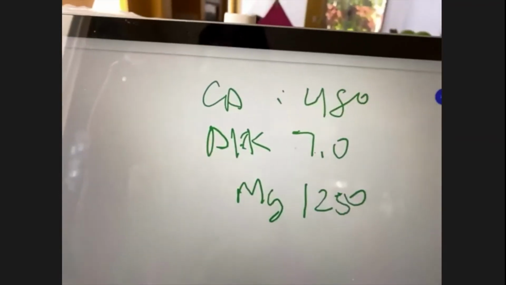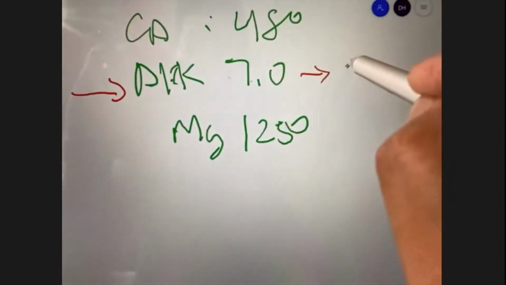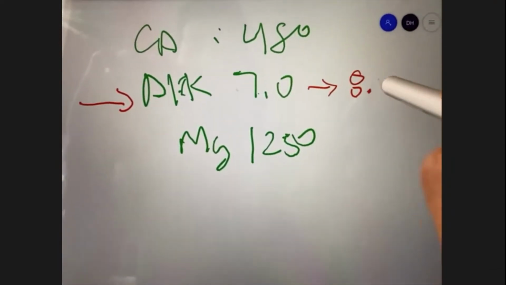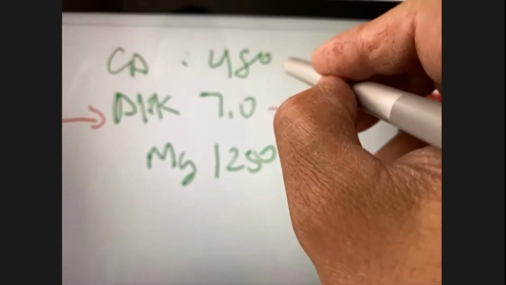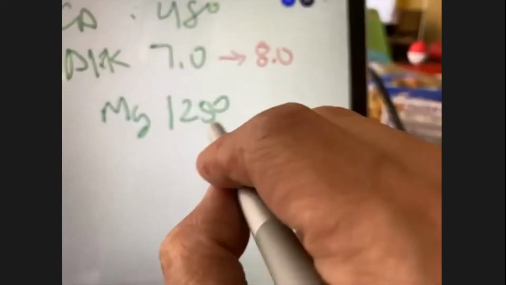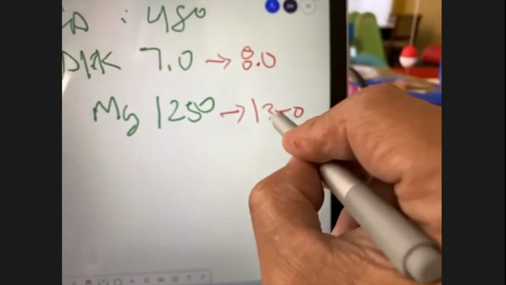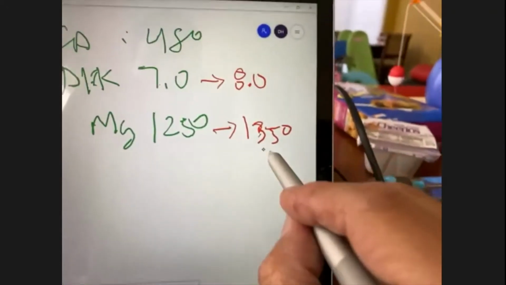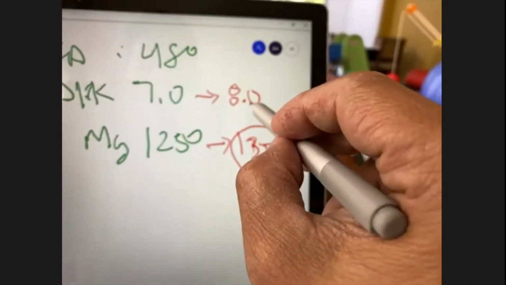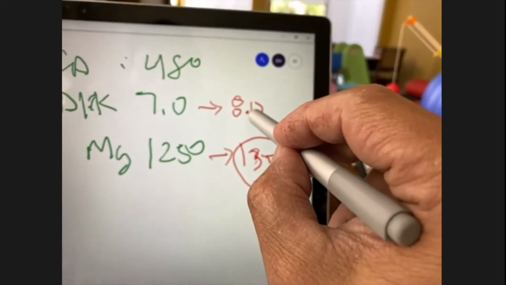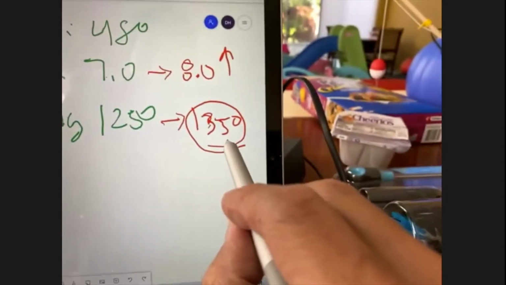Now, people tell you to fix alk first. You're going to fix that and make it 8.0, right? And then your calcium is not going to drop. But then your mag's low. People say, okay, let's raise it up to 1350. As soon as you raise mag up to 1350 and your alk is at 8.0, now all of a sudden your alk can be higher because your calcium's higher. So this is also going to jump up just by putting mag in.